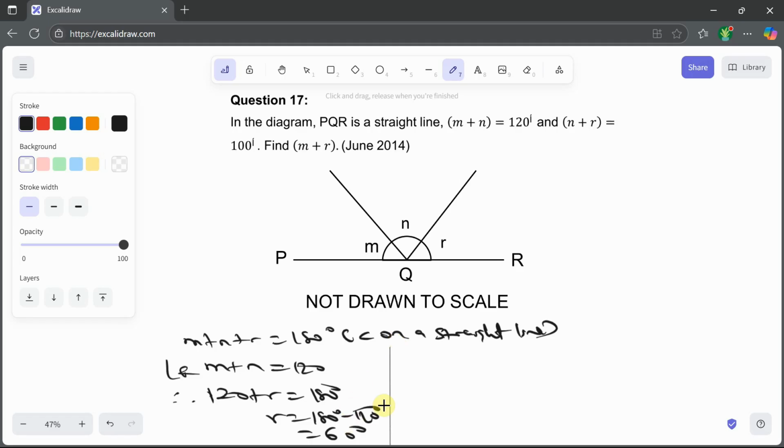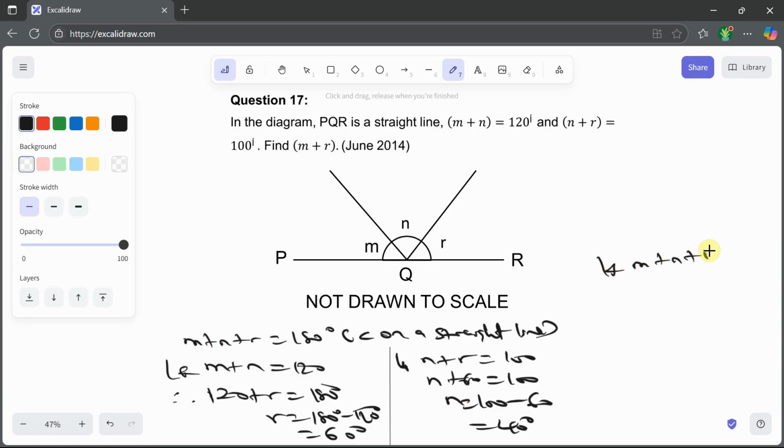Now that we know our r, we were told that n plus r is equal to 100. So we could substitute and say n plus 60 is equal to 100. So our n is equal to 100 minus 60. So that will give me what? 40 degrees. That's my n. So I know my r, I know my n. If m plus n plus r is equal to 180 degrees, and our n is 40 degrees, then m plus 40 plus r is equal to 180. So m plus r will be equal to 180 minus 40. So our m plus r is equal to 140 degrees.